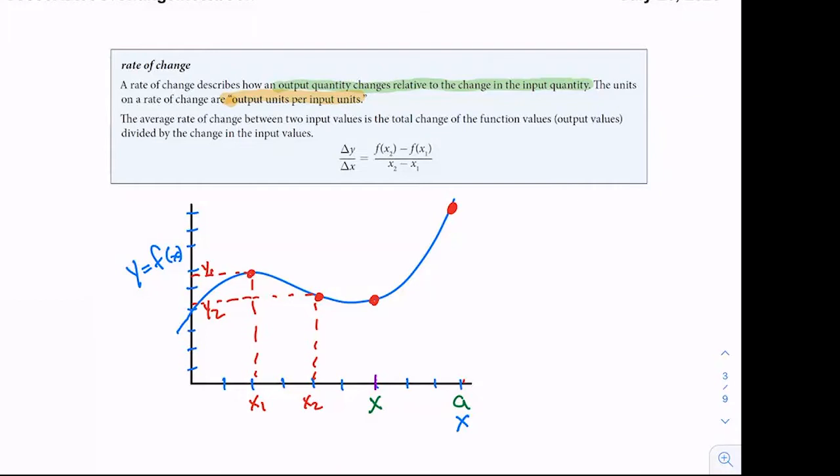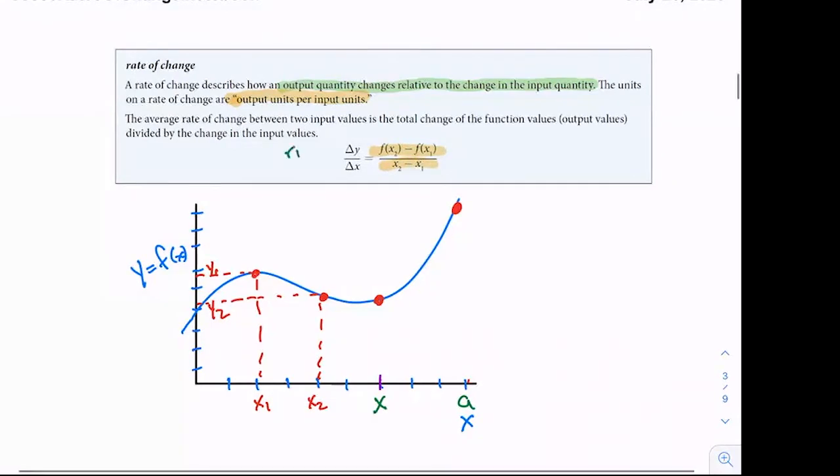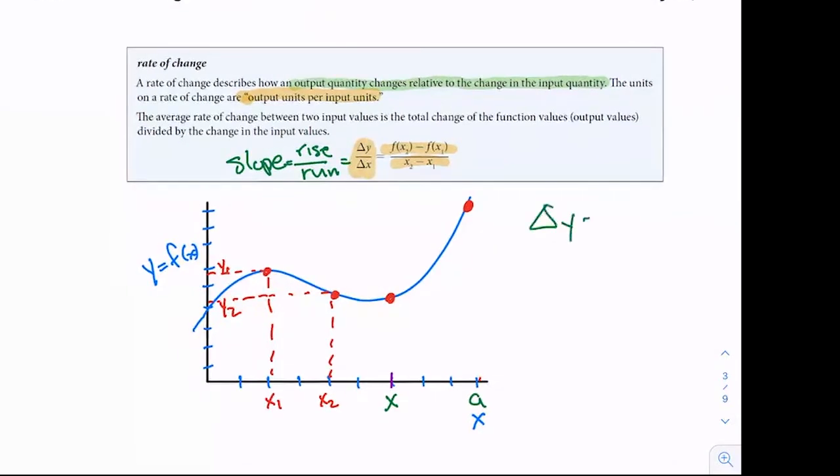And we've talked about this. We've talked about examples where it's f of x2 minus f of x1 over x2 minus x1. That's better known as the rise over the run, or the slope. And this delta y over delta x equals delta y, which is a change in y, and delta x is the change in x. So what that represents is just the change in the y values over the change in the x values, and that's the rise over the run, and that's the slope.